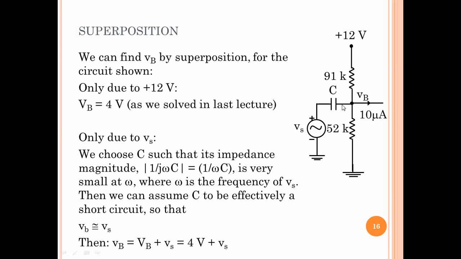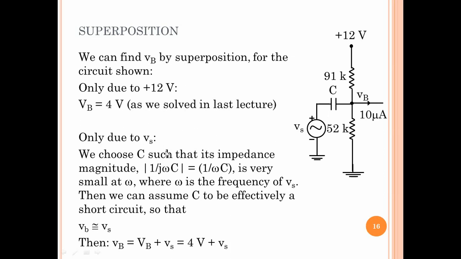Then we apply superposition. We'll find the VB only due to 12 volts, then we'll find the VB only due to Vs, and then we'll sum the two. First we'll remove Vs, so we'll short this to ground. Once we short this to ground, for the DC, for only the plus 12 volts, the capacitor acts as an open circuit. So in fact we are back to the original circuit, which we have already solved. So we know that this voltage was 4 volts. I have just written here 4 volts only due to the plus 12 volts. So this is a DC, capital V capital B. Only due to Vs, what is the VB?